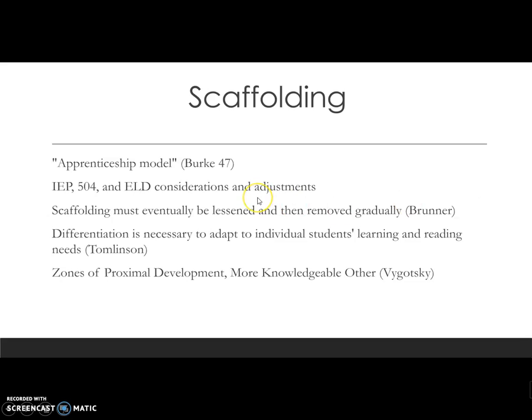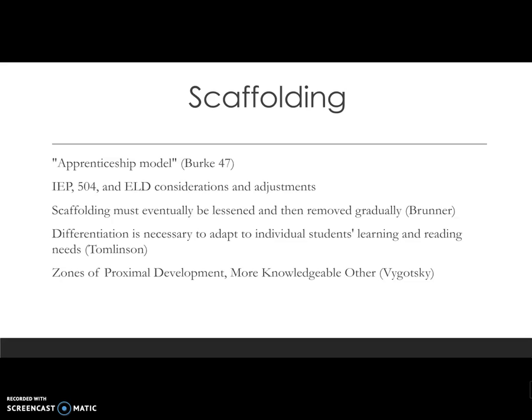The next section of our ELA schema was scaffolding. Burke refers to it as kind of an apprenticeship model, taking into account our special needs kids, giving them the tools they need to access the text that may be different from some of the other children in the class, but keeping in mind that eventually we have to lessen and remove it. So we have to take off the scaffolding if we eventually want the intellectual edifice to stand on its own. Tomlinson referenced differentiation as a necessary step to adapt to individuals' learning and reading needs.